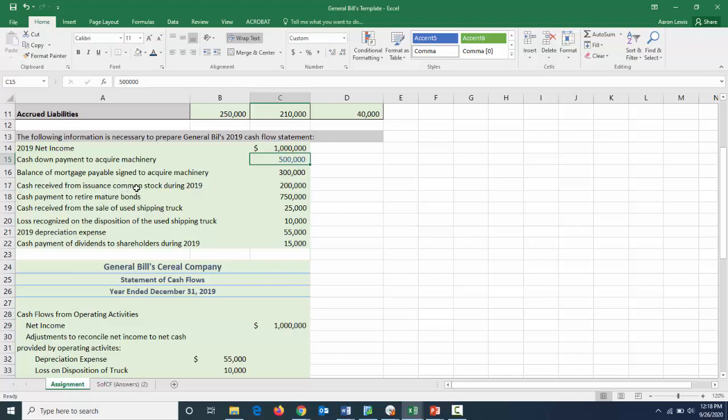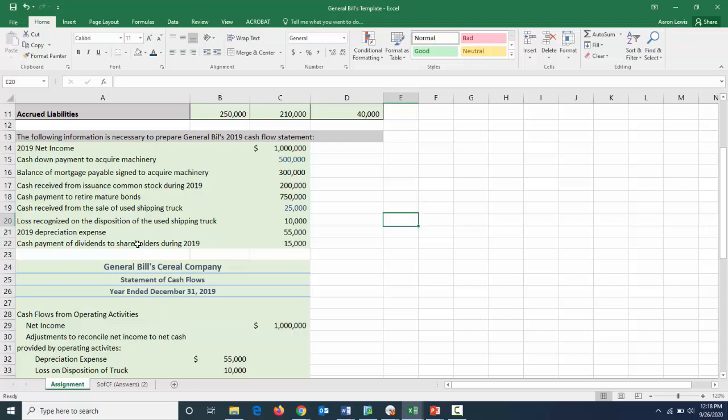Cash received from the issuance of common stock equity, that doesn't go in the section because the section only does non-current assets. Retired mature bonds payable is long-term debt, that does not go in the investing section. Cash received from the sale of a used shipping truck, that sure seems like a non-current asset to me. That is a piece of PP&E, so we're going to have to throw that in there. Loss recognized on the disposition, there's no cash involved in here, plus we already used that in our adjustment, so the loss portion we're not going to put into investing. Depreciation expense, nope, we already use it.